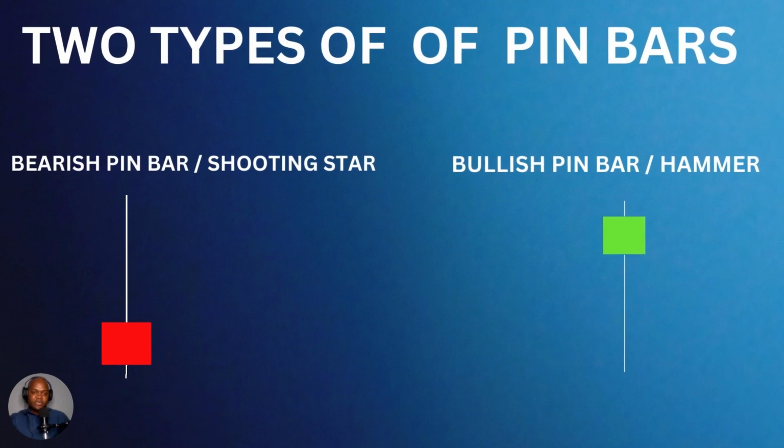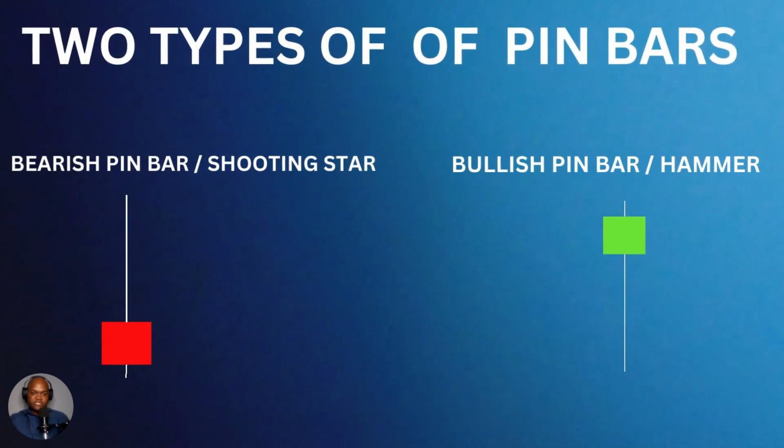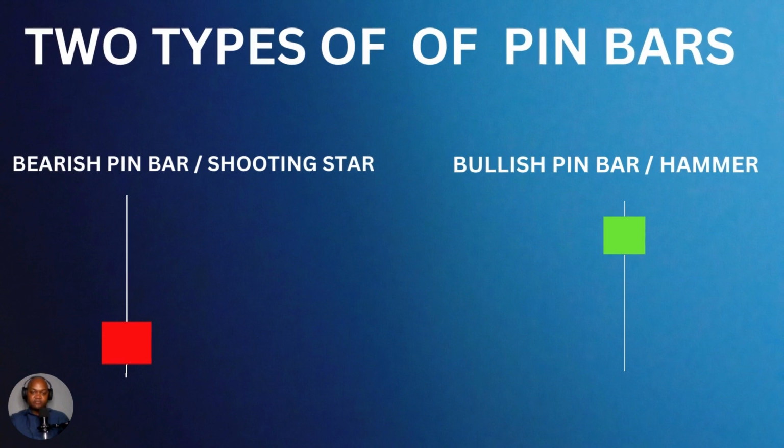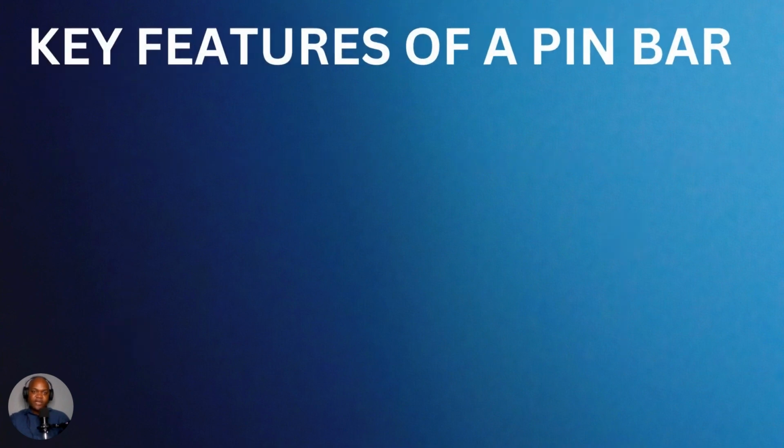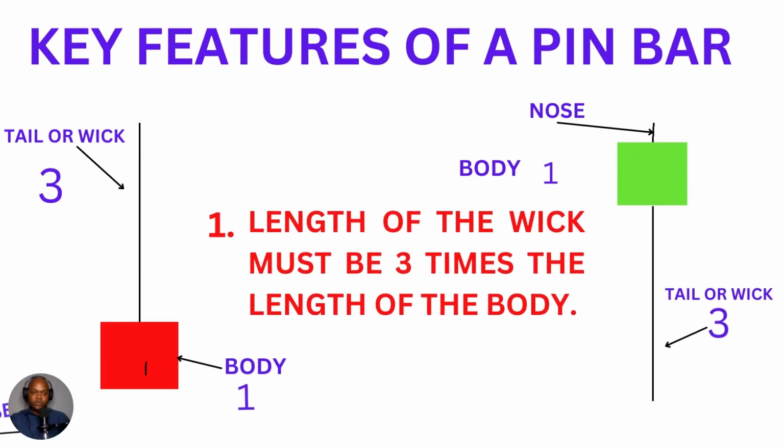We have two types of pin bars. We have the bearish pin bar, which is the shooting star, and we also have the bullish pin bar, which is the hammer. These are the two types of pin bars that we have. What are the key features of a pin bar? How do we know that this is a pin bar? What features do we look at?